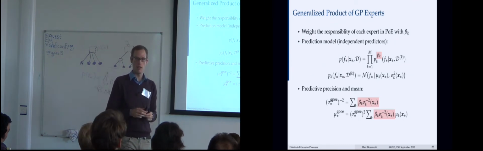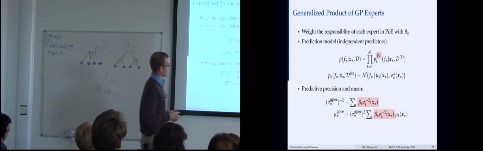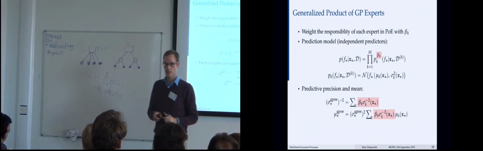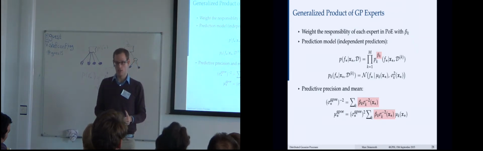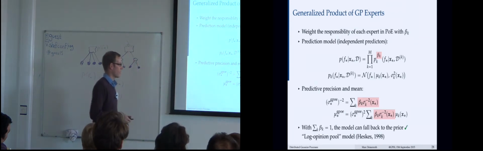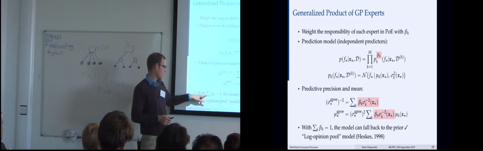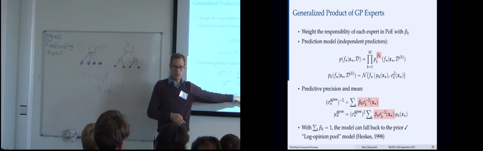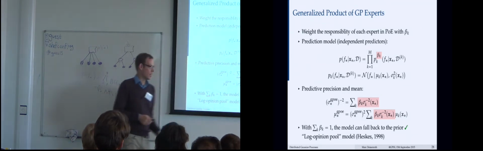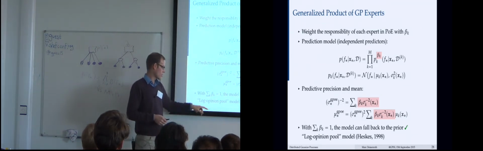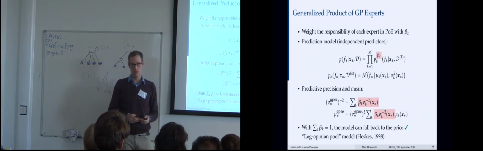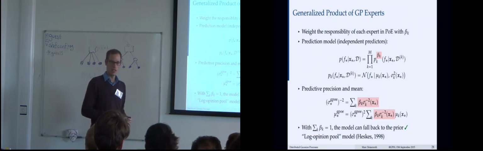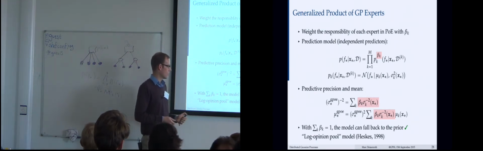Does the beta depend on the input location? Yes, sorry, that is slightly sloppy notation. So the beta k depends on x star. So the beta k is actually a beta k of x star. And if we set the sum of the beta k to be 1, then the model can fall back to the prior. And then this model is also called a log opinion pool model. So they have been around for 20 years or longer, at least 20 years.